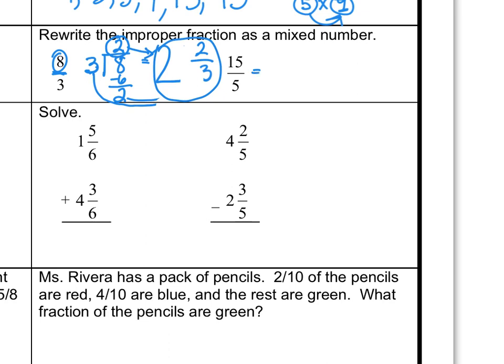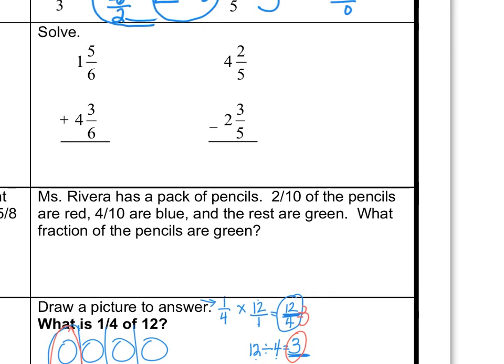Okay, now let's try this one. This one's going to be a little easier. 15 divided by 5. And we know, making groups of 5 out of 15, we can get 3. And 3 times 5 is 15. All right, and there's no remainder. There's 0. You can't say 3 0/5. You only get to say 3 wholes. So that's the same as saying 15 divided by 5 equals 3.